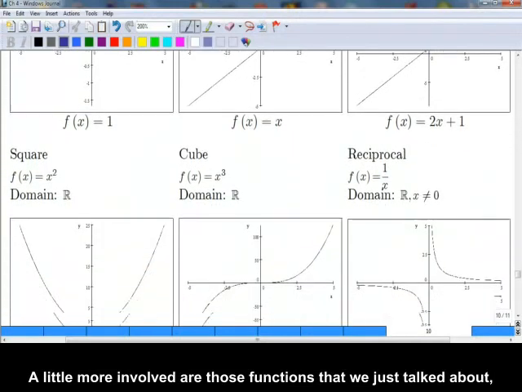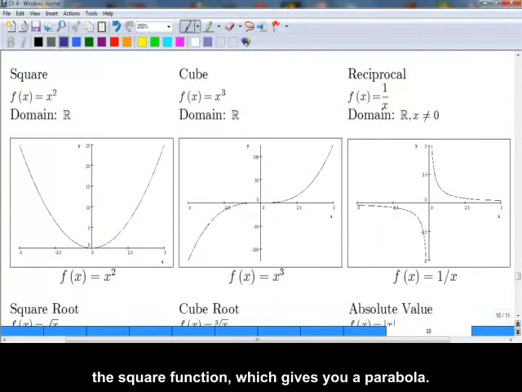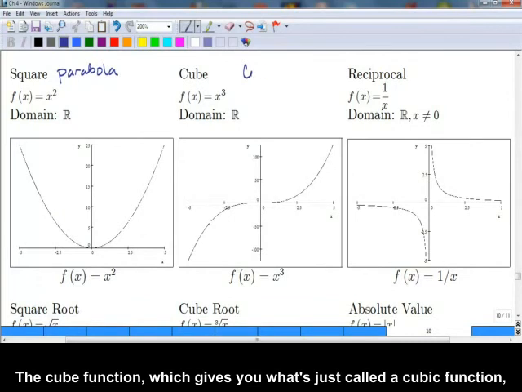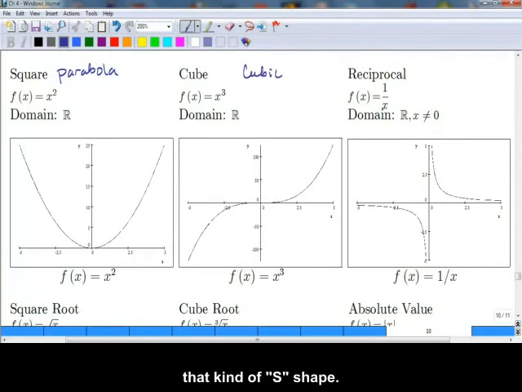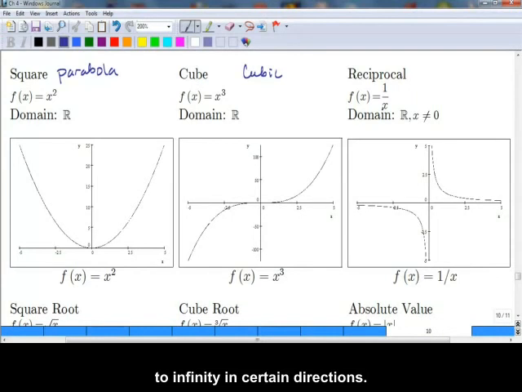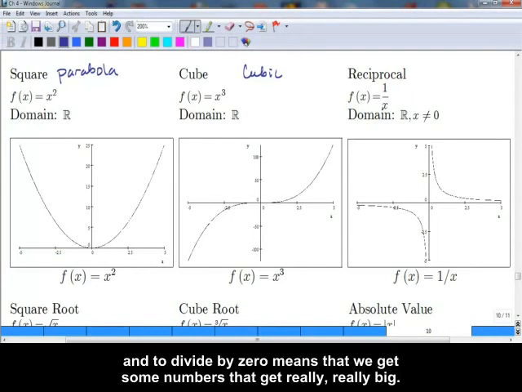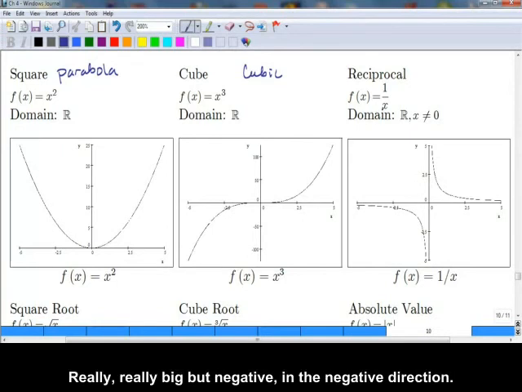A little more involved are those functions that we just talked about, the square function, which gives you a parabola, the cube function, which gives you what's just called a cubic function, that S shape. And then this one we didn't get a chance to talk about, and that is the reciprocal function, meaning you have 1 over x, and that produces this graph that goes off to infinity in certain directions, and that's because you're dividing by 0 here at the axis, and to divide by 0 means that we get some numbers that get really, really big, but negative in the negative direction.